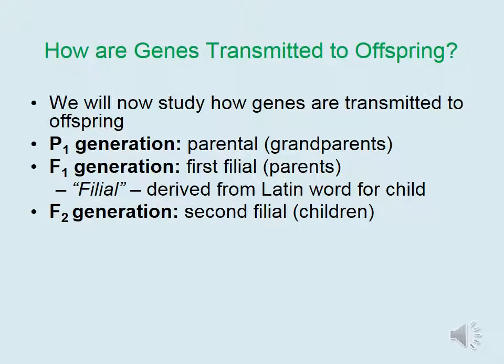We will now study how genes are transmitted to offspring, so let's review the generations through which these genes are passed. The P1 generation is referred to as the parental generation, and the parental generation gives rise to the F1 generation, which is the first filial generation. Filial, once again, is derived from the Latin word for child. The F1 generation then gives rise to the F2 generation, which is the second filial generation. If we take a look at 3 generations, really what this means is we start with grandparents, we end up with parents, and then finally with children.